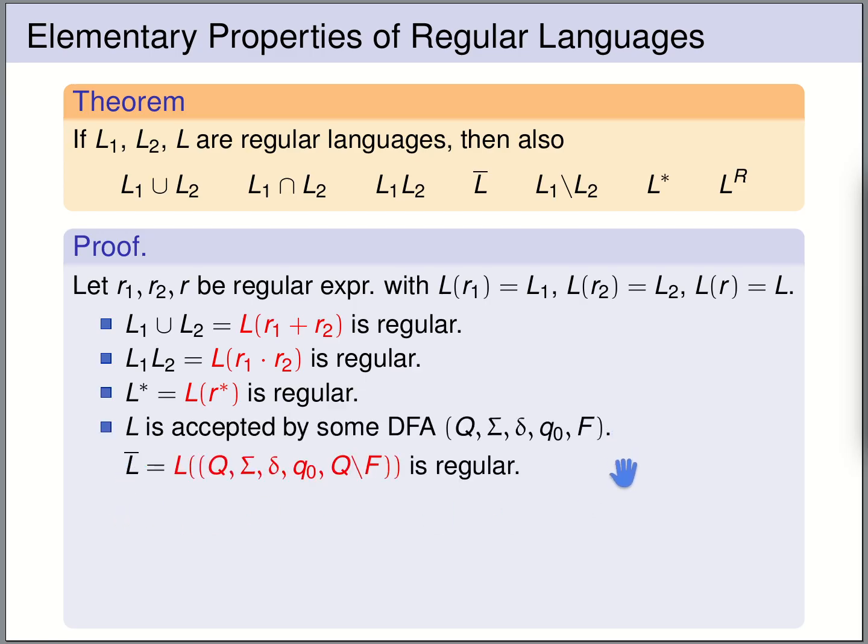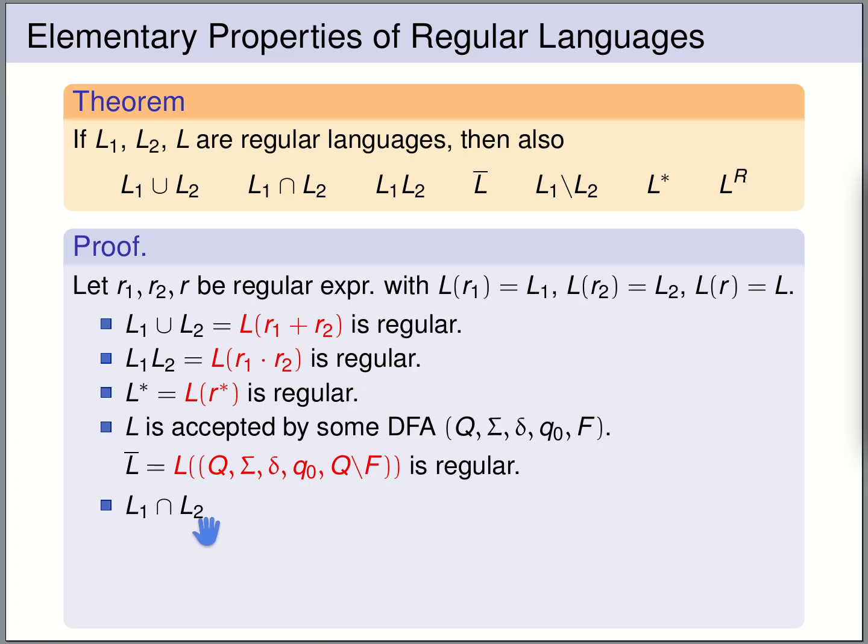For the complement, this is more difficult using regular expressions. So for the complement, the easiest proof uses deterministic finite automata. And we've already seen how to do this. We simply take a deterministic finite automaton for the language L, and we flip the final and non-final states, giving rise to a deterministic finite automaton for the complement of the language.